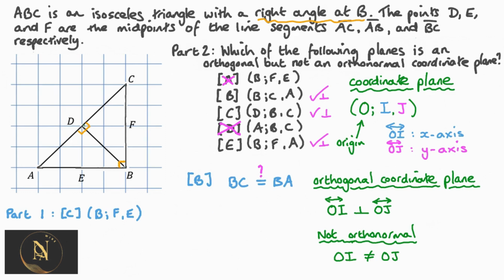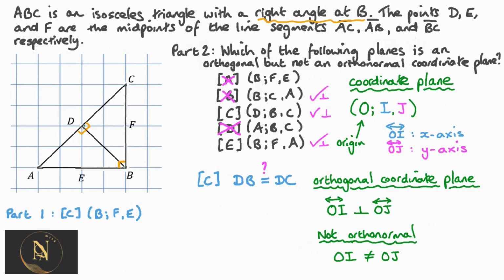In fact, by the same logic, we can eliminate option B, since sides BA and BC are the equal sides of an isosceles triangle, so option B does not satisfy our second criteria, and we can eliminate option B.